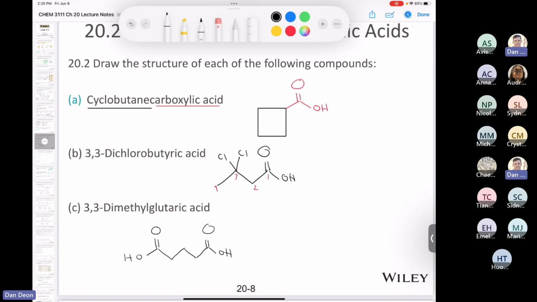Go. And then it's 3,3-dimethyl. There you go. Give me a thumbs up if you follow me on those ones, or stop me if you have a question on any of the nomenclature. Usually students are pretty rock solid on these ones.